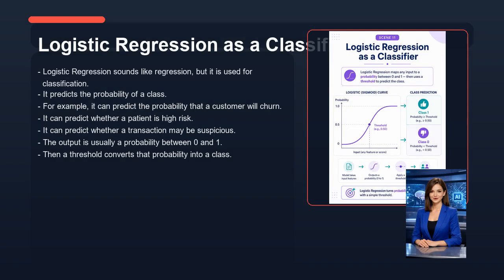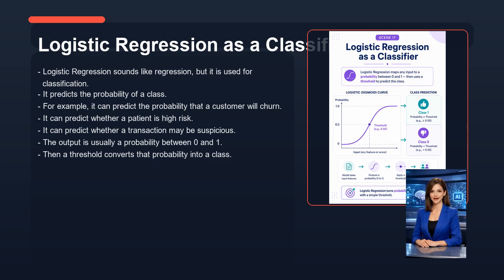Now let's look at logistic regression as a classifier. Logistic regression sounds like regression, but it is used for classification. It predicts the probability of a class. For example, it can predict the probability that a customer will churn. It can predict whether a patient is high risk.